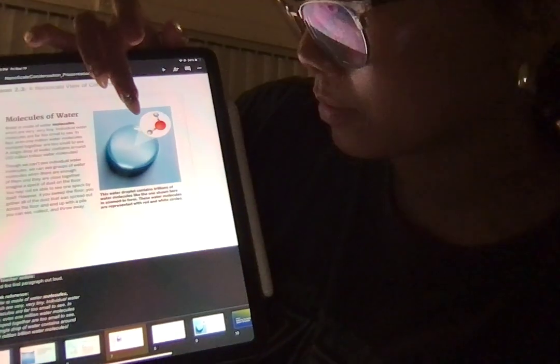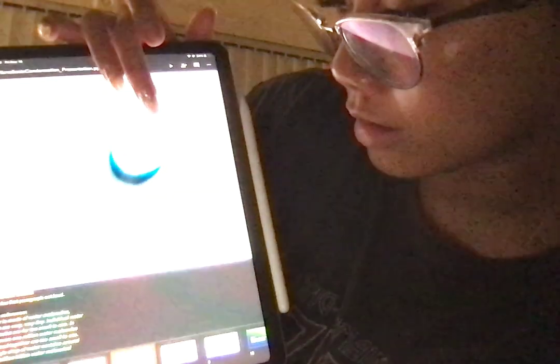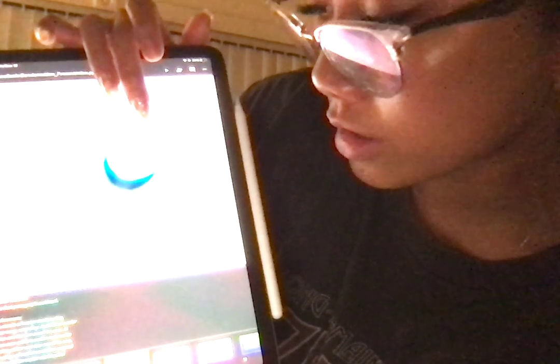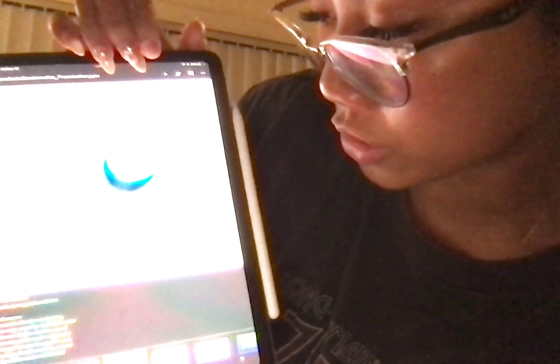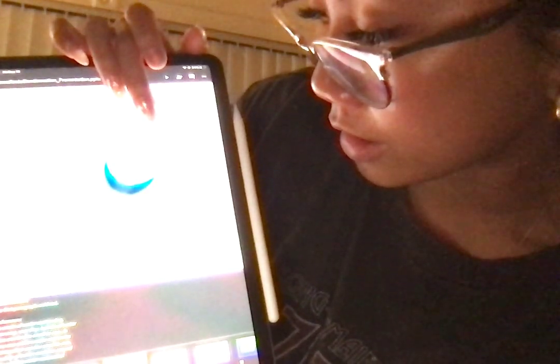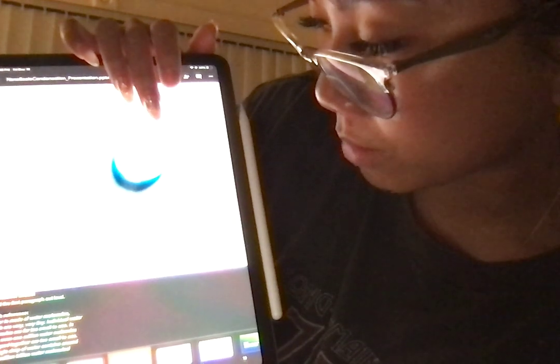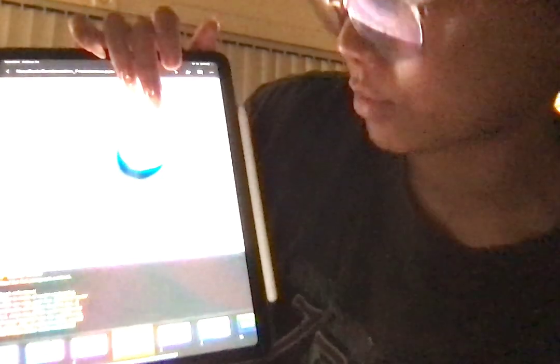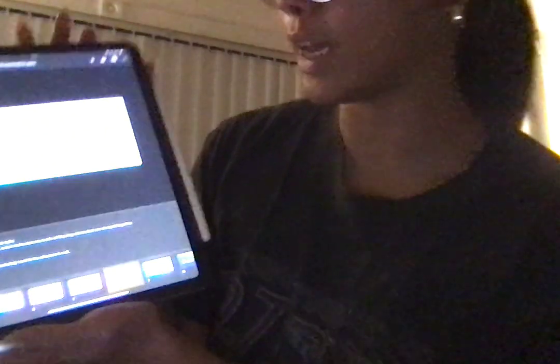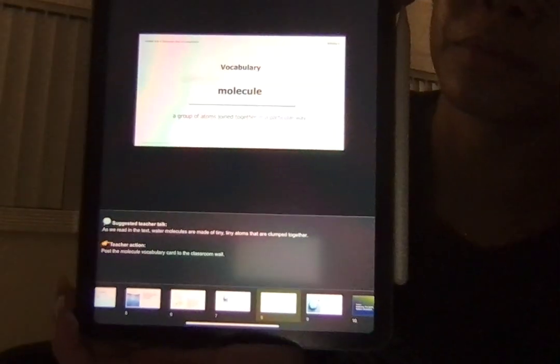In the image here, this is a water droplet that contains trillions of water molecules like the one shown here in zoomed in form. These water molecules are represented with red and white circles. And this is where we'll also take down the vocabulary, which our vocabulary for today is molecule, which is a group of atoms joined together in a particular way.